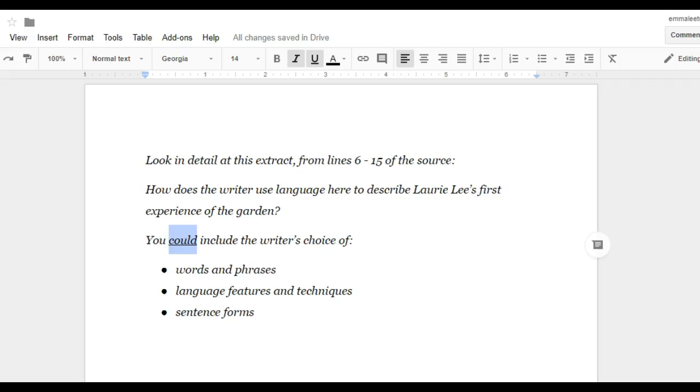Hello my lovelies, I'm going to have a look today at question 2 from paper 1 for AQA's GCSE English Language, and we're just looking today at the question.